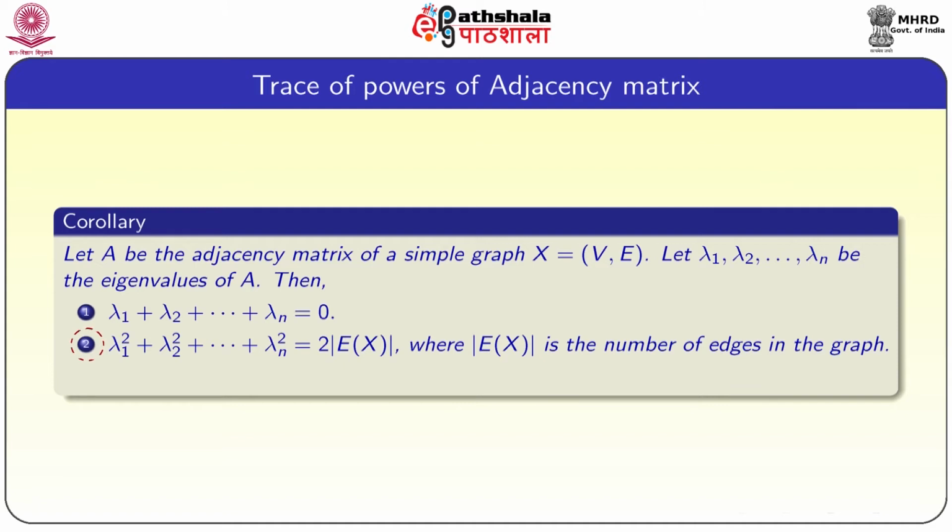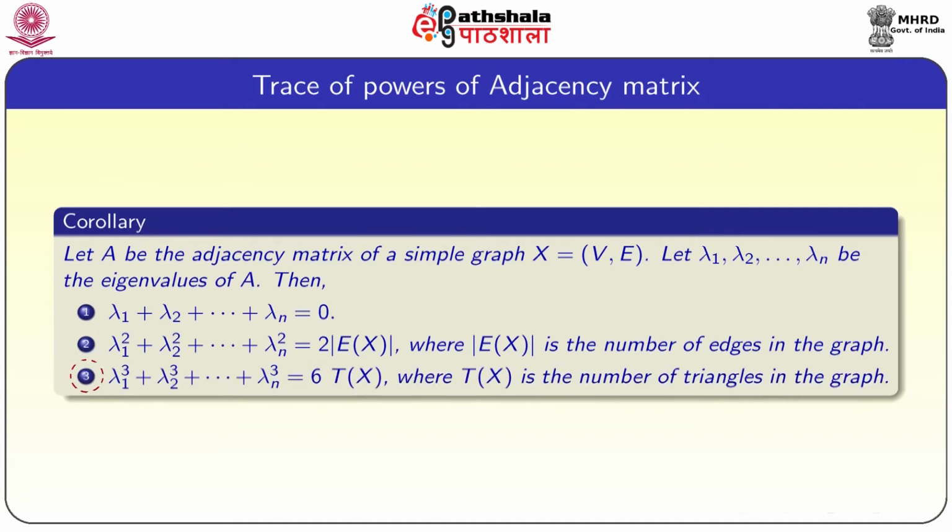So, you can understand that by using the adjacency matrix it is possible to find the number of edges. And lambda 1 cube plus lambda 2 cube and so on plus lambda n cube is equal to 6 times t of X, where t of X is the number of triangles in the graph. So, now that means the trace of A cube is equal to 6 times the number of triangles.